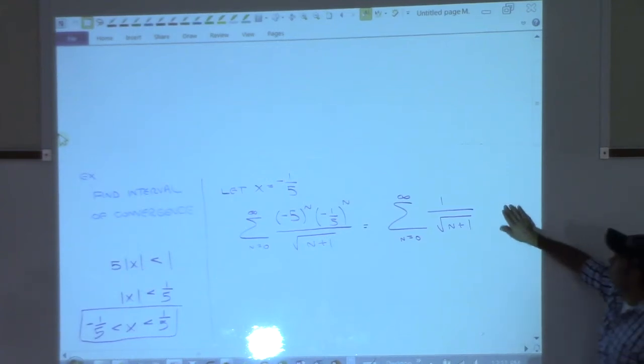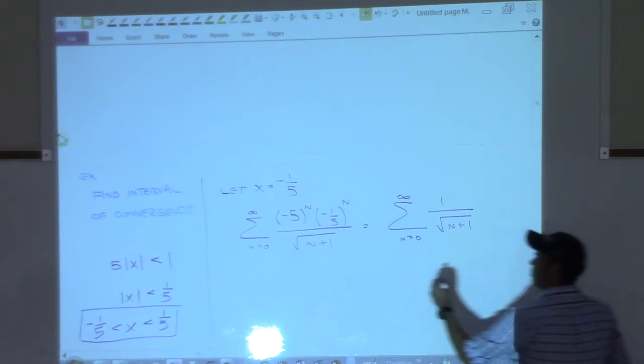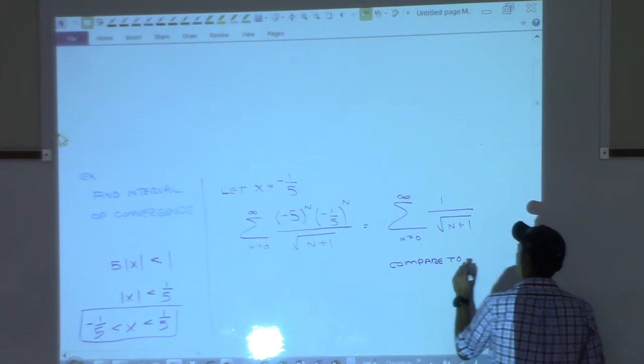So we're looking at this, and we're trying to figure out if it converges or diverges. Any ideas? Maybe a p-series, if we change the square root to a 1/2. So it looks like a p-series? Kind of. Yes, you can compare it to a p-series. Erica's going to compare to a p-series.